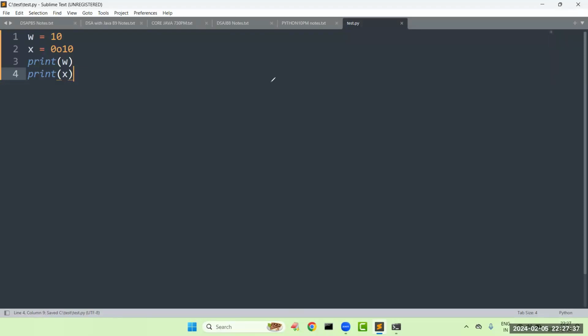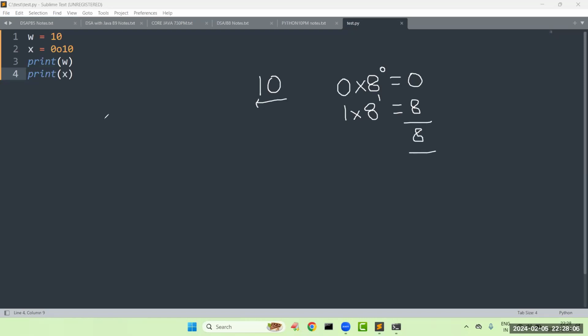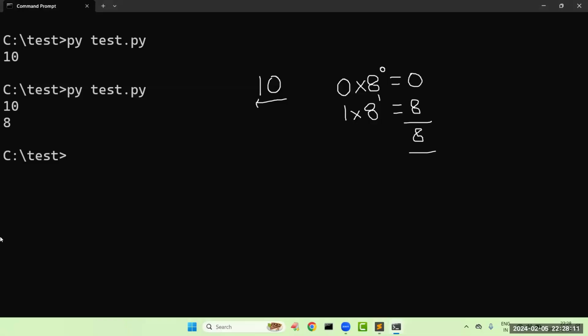But you should know how an octal number is converted into decimal. The given octal number is 10. You take the digits from right to left. What is the first digit? 0. What is the base of octal? 8. So 0 into 8 power 0, then 1 into 8 power 1. 0 into 8 power 0 becomes 0, 1 into 8 power 1 becomes 8. The result we get is 8. That's why if you run this program, the output is 8.